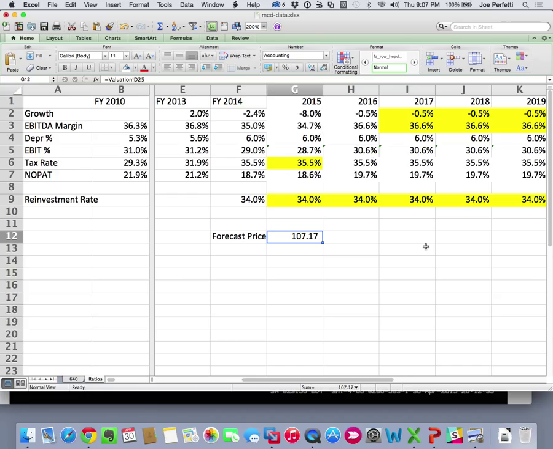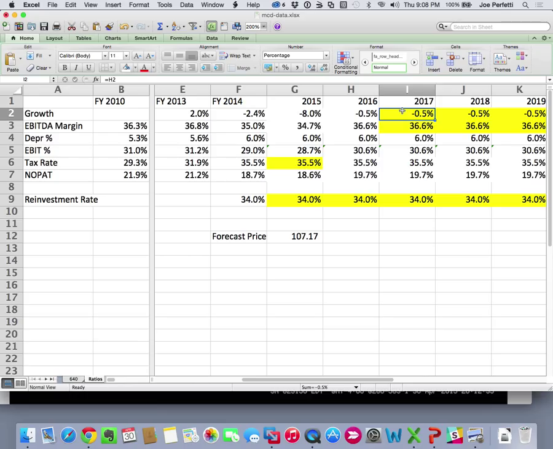So when I look at the consensus for the next 2 years, what would you say is probably going to happen to McDonald's in the future? Well, we got to get down to 90, was it 98? 96? So how do we get to 96? 4 choices. Change the reinvestment rate, change the tax rate, change the EBITDA margin, change the growth.